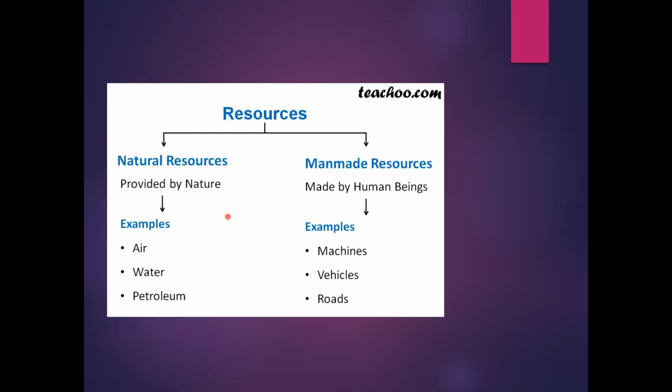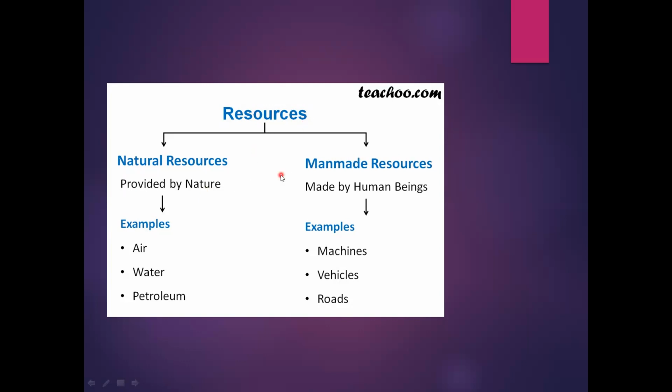First of all, resources on Earth, we divide mainly into two kinds. The first is natural resources, which are provided by nature without human interference. These are solely made by nature, and are called air, water, petroleum, minerals, matter, sand, soil, cement. All these things are provided naturally by the earth.